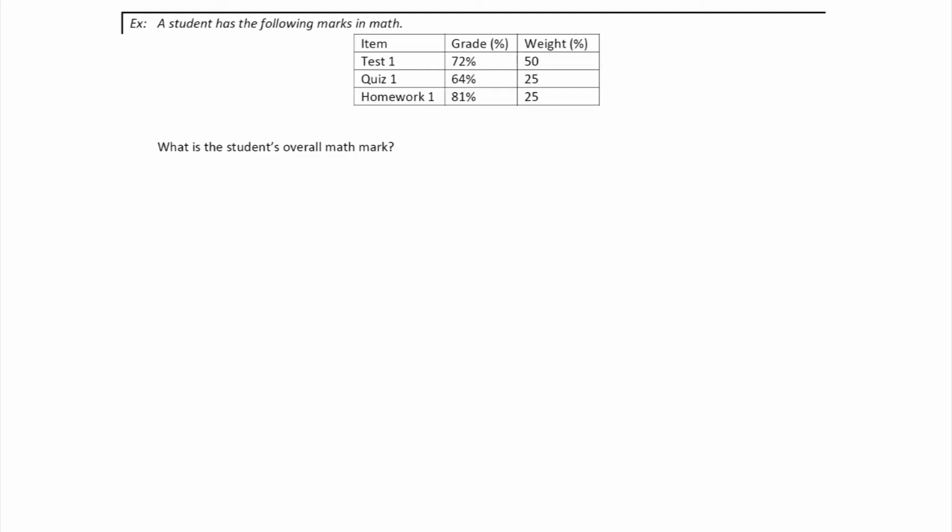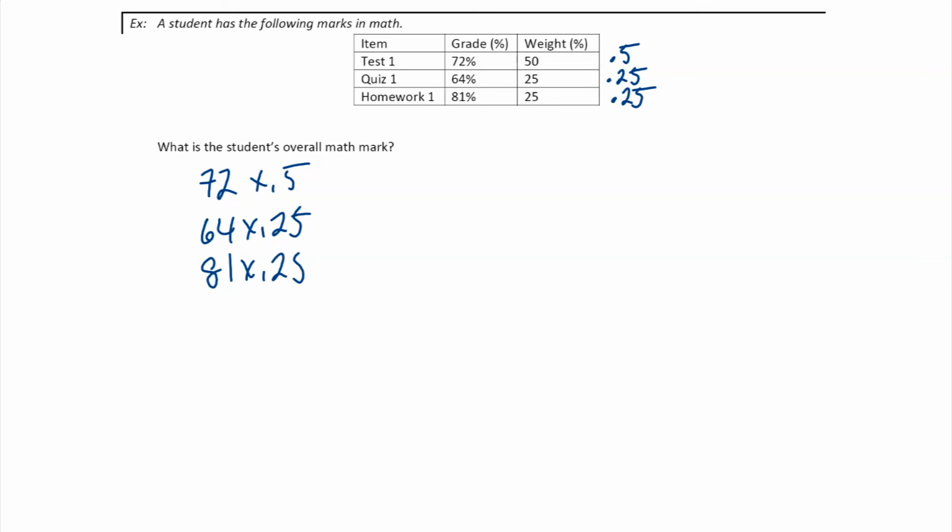First of all, we convert each of the weights into a decimal. So 50 is 0.5, 25 is 0.25, and 25 again is another 0.25. Then we're going to multiply each of the numbers by their respective weights. So 72 times 0.5, 64 times 0.25, 81 times 0.25.